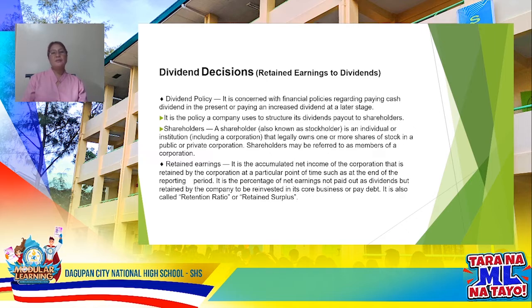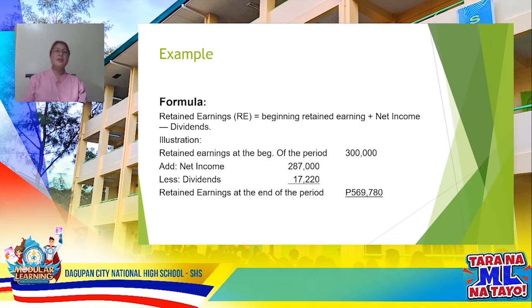Retained earnings. It is the accumulated net income of the corporation that is retained by the corporation at a particular point of time, such as the end of the reporting period. It is the percentage of net earnings not paid out as dividends but retained by the company to be reinvested in its core business or pay debt. It is also called the retention ratio or retained surplus. To illustrate this, let's have this example.